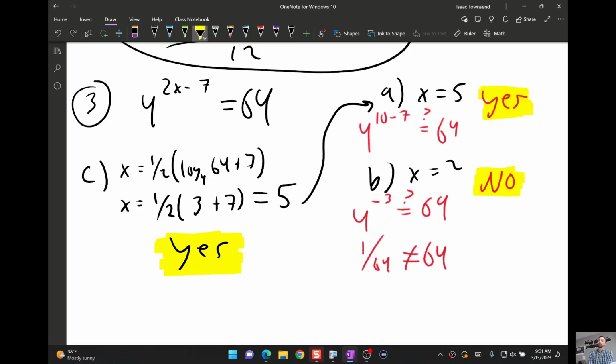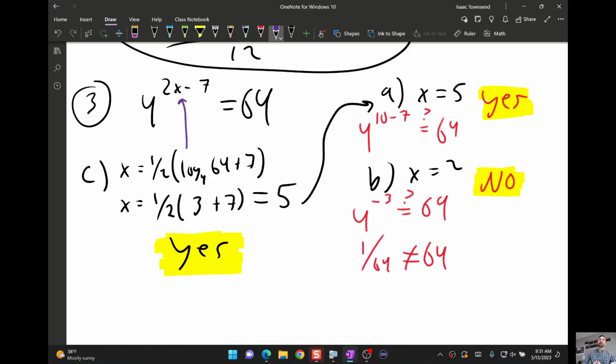Of course, you can also plug it in. You can just straight up plug this guy in here. 2 times a half cancels out. Plus 7 minus 7 cancels out. 4 to the log base 4 of 64 ends up being 64. So you should have a couple different paths to figure out that that one works.